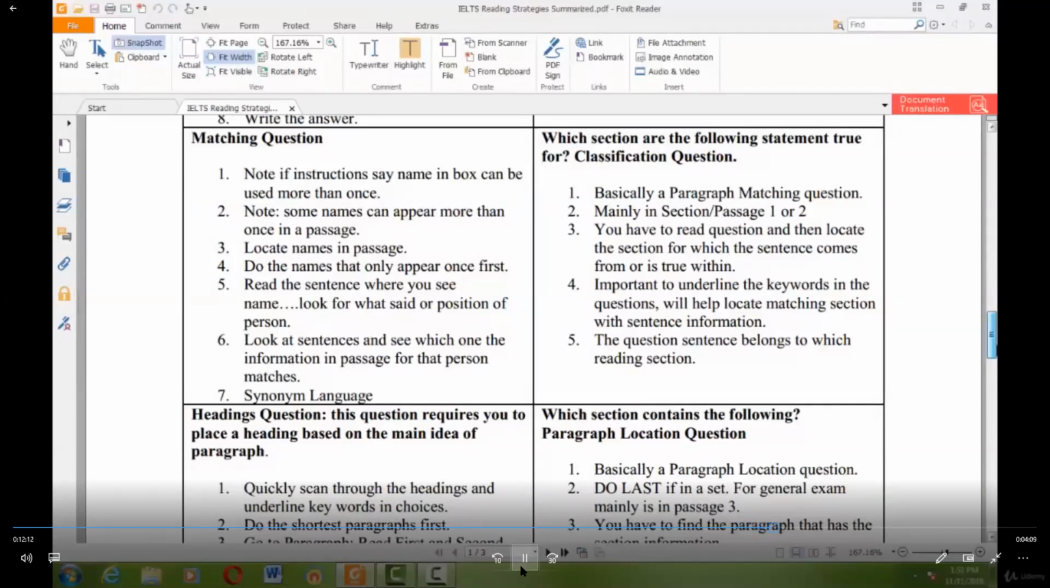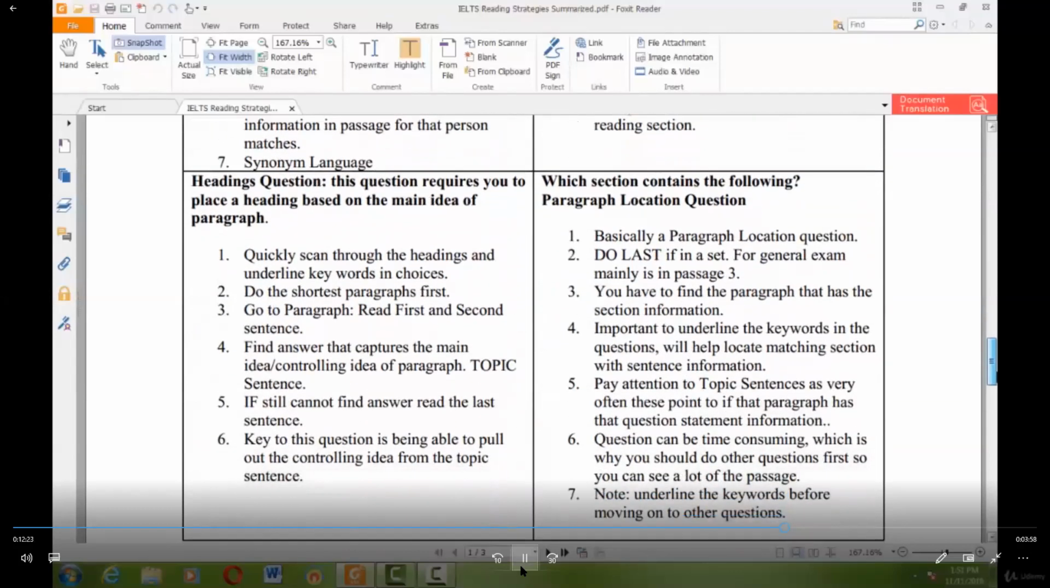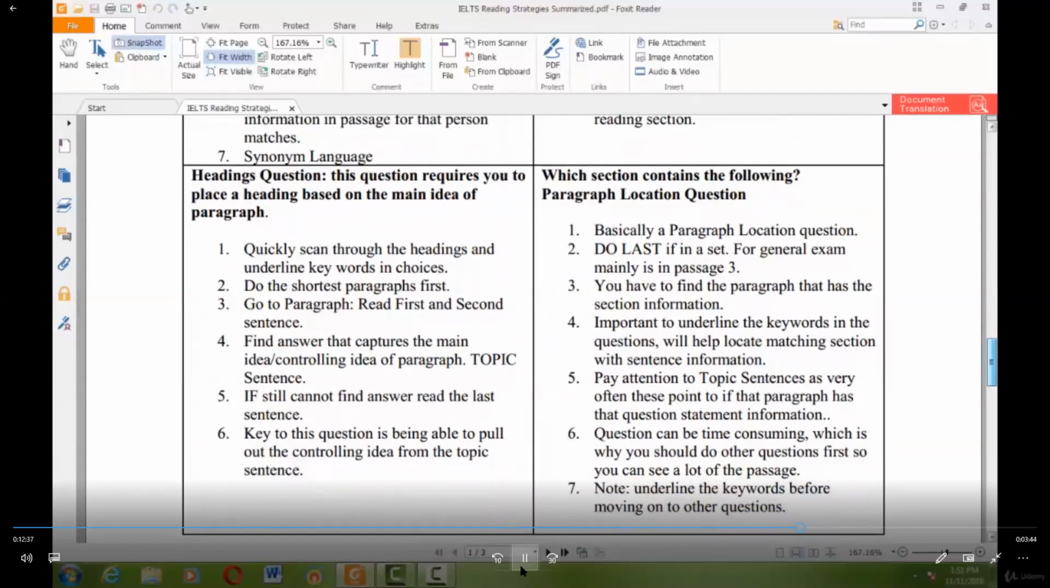I'm not sure if you've heard it thought about differently, but for me, in my mind, that's what it seems like they're doing here. Then you have your headings question, and you have your which section contains the following. This is the same as the which paragraph has the following. It's a paragraph location question. It's just worded differently.